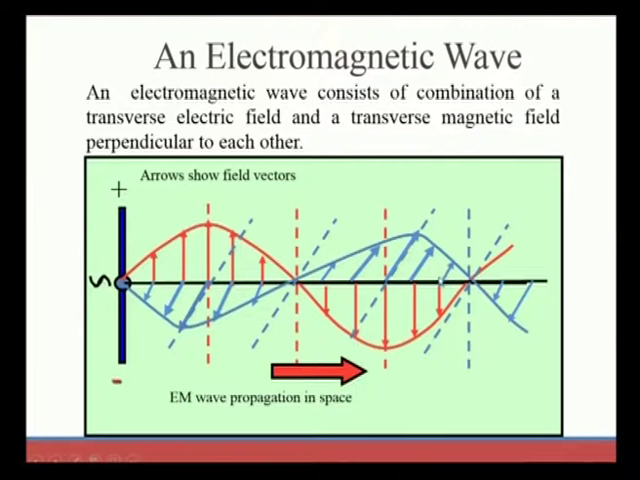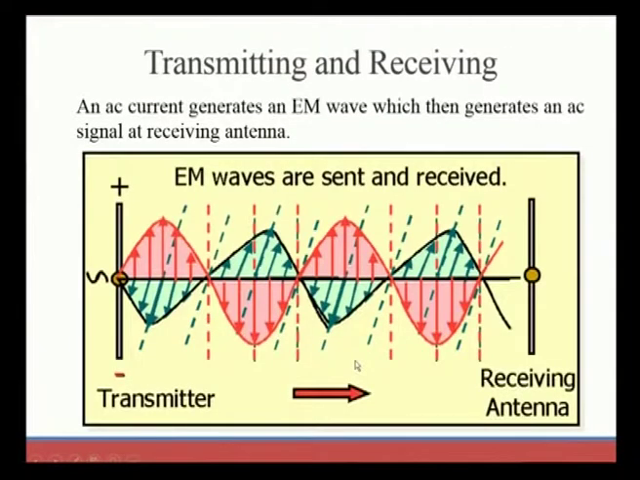An electromagnetic wave consists of a combination of electric field as well as magnetic field which are perpendicular to each other. This will be represented in the picture. This gives the electromagnetic wave having the electric field vector and the magnetic field vector, and this is propagated in space in this direction, as I mentioned here.